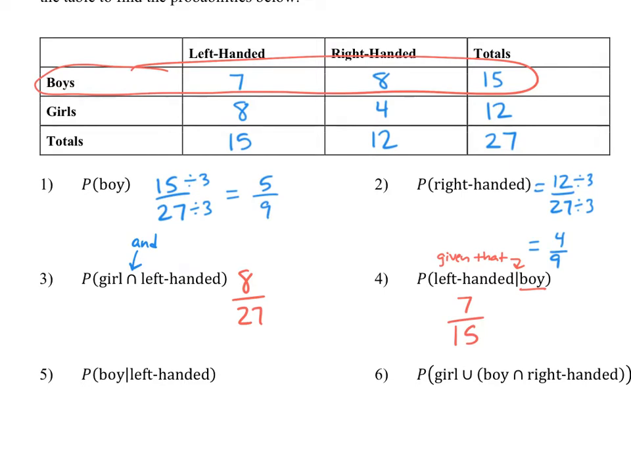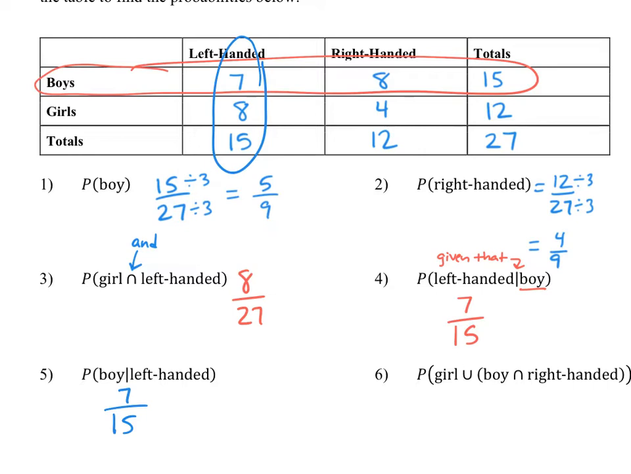Number 5, what is the probability of being a boy given that the person is left-handed? So we're only looking at those who are left-handed, and there are 15 total people who are left-handed. What's the probability of being a boy? How many boys in that selection? There are 7. So 7/15. And these happen to be the same, but they don't always have to be the same.